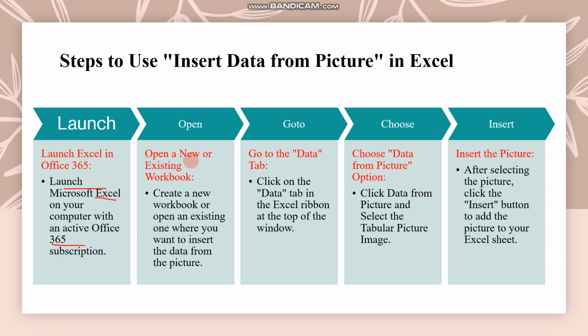The second step, you have to open a new or existing workbook. And next, you want to insert the data from picture. For that, you have to go to the Data tab, which is available at the top of the window, and select the Data from Picture option. Then you select the tabular picture image, and after selecting the picture, we select the Insert button so that the picture will be added into the data sheet.